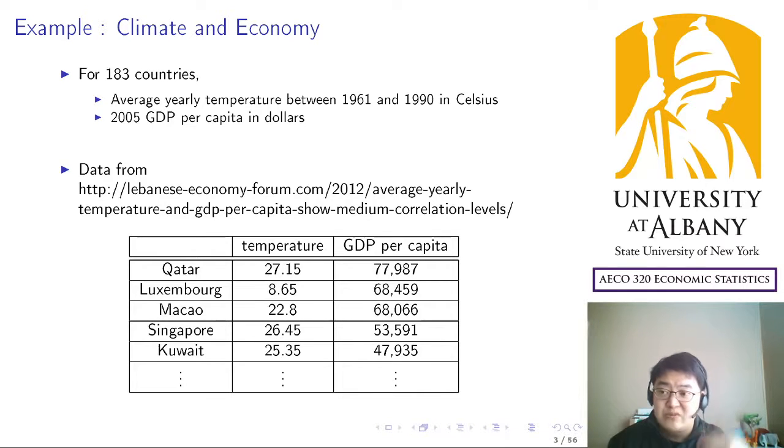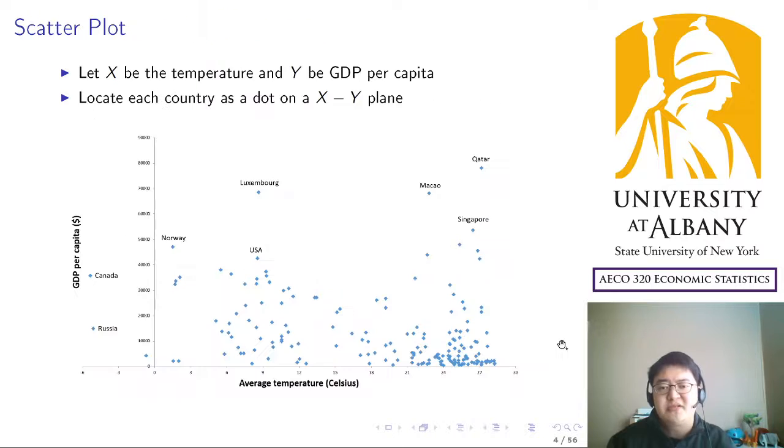As usual, it is impossible to list all 180 countries. That's why we have to consider summarizing them, and calculate summary numerical measures that literally summarize the information in 180 countries. And alternatively, you may use a graph.